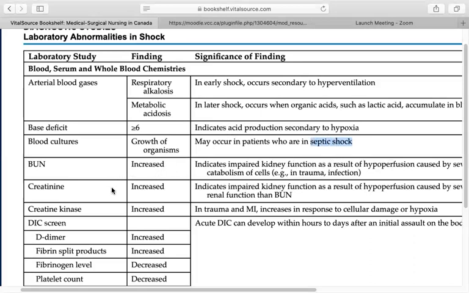Okay, BUN, creatinine, and I don't know where GFR is in here, but a decrease in GFR and an increase in BUN and creatinine, that should be totally intuitive to you by now, by this level. Whenever you've got decreased perfusion, your renal panel is going to look like that. Okay.